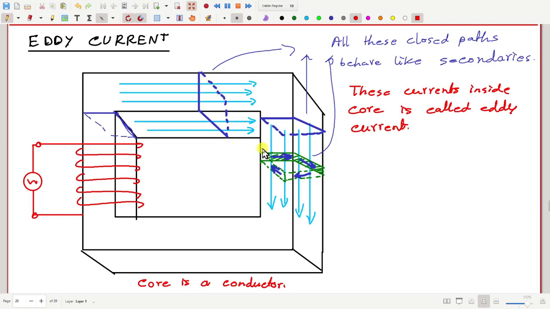Secondly, the temperature of the core will also increase, and if it increases significantly, that will slowly damage the insulations and other windings, etc. So that is the harmful side of these eddy currents flowing in the core. Now, how to prevent eddy current? How can we prevent this?